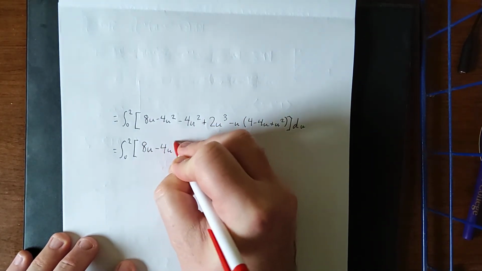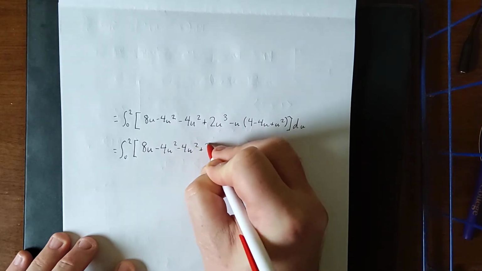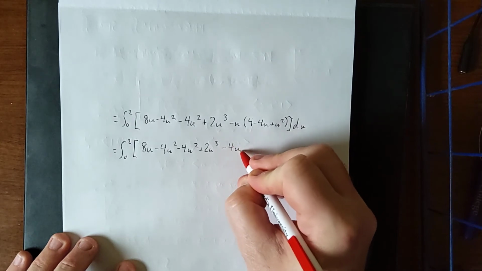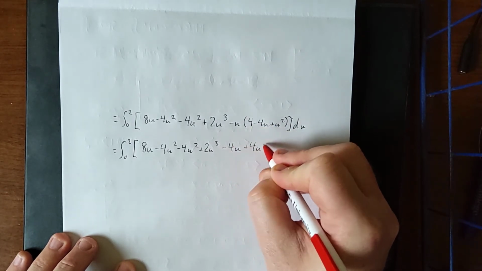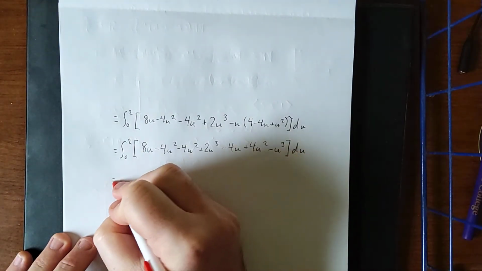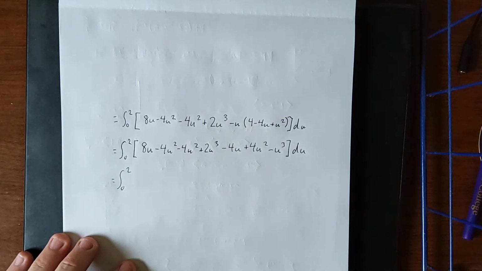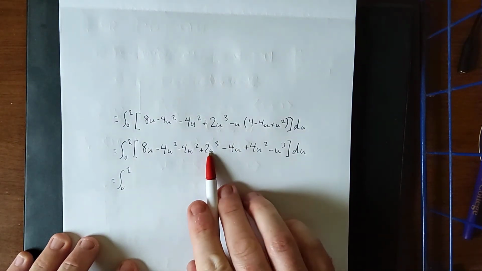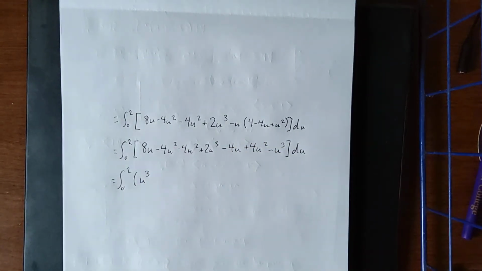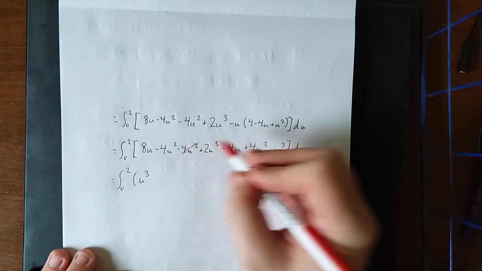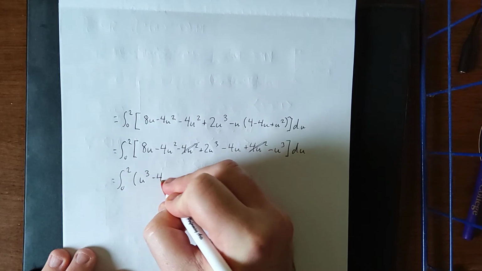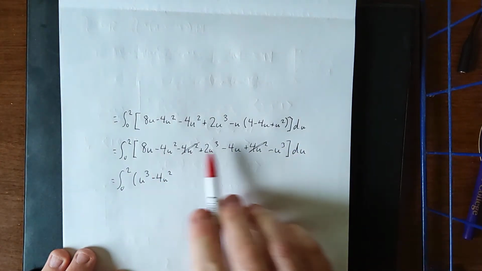So 8u minus 4u squared minus 4u squared plus 2u cubed, and then minus 4u plus 4u squared minus u cubed du. Now we can worry about combining like terms. We'll start with the u cubeds. I'm seeing 2 of them here minus 1 of them here. That'll be u cubed. For the u squareds, we can cancel out a minus 4u squared with a plus 4u squared. That'll give us minus 4u squared. And we'll have an 8u minus 4u.